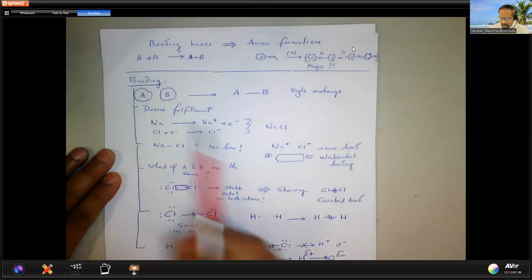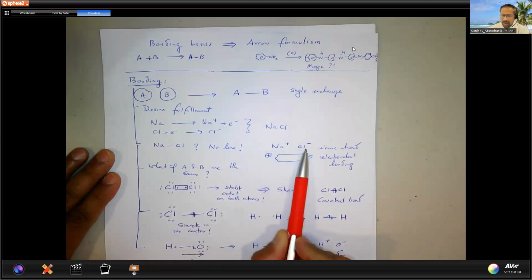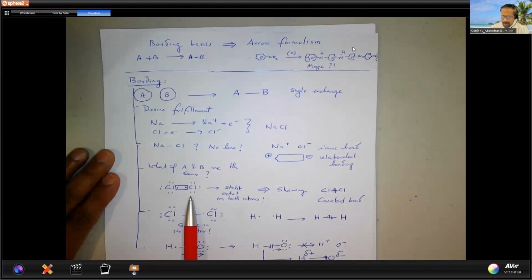We talked about how if electrons are completely transferred from one atom to the other, it leads to a battery type situation, which is an ionic bond. There is no real line between them. And then we went over to covalent bonds, where the atoms are identical, in which case there is no transfer of electrons from one to the other, but they're shared. That's a covalent bond.